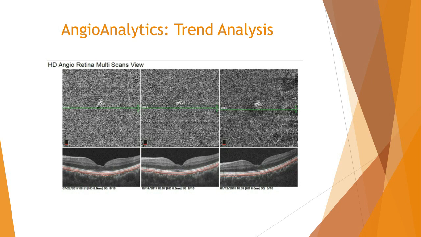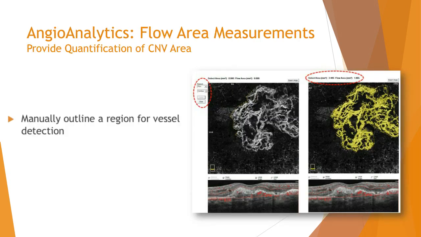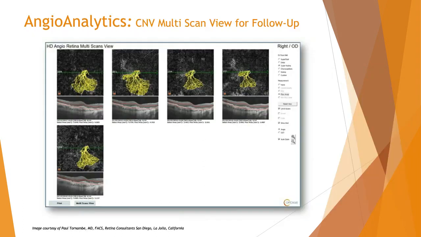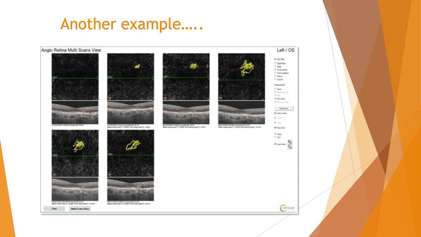But what if you weren't sure? What if you wanted a quantitative evaluation and you didn't want to just guess? Well, OptiView thought of that, and they have this flow area measurement tool. What that means is you can actually take your caliper or your mouse and outline the actual region in question. This will give you a quantitative analysis of not only the area of the CNV, but the flow area as well. So this, in turn, will allow you to monitor quantitatively the size and flow of the lesion over time. So this is one example, and another example is a lesion that actually worsened over time that wasn't treated.